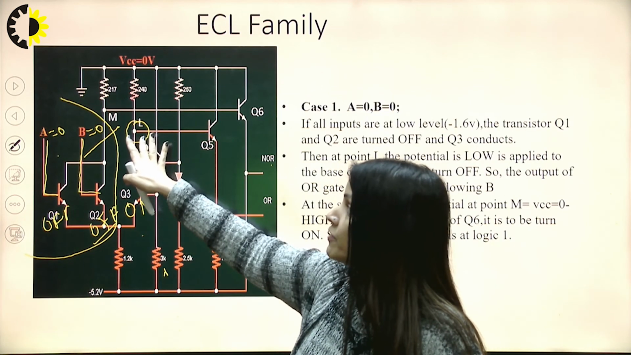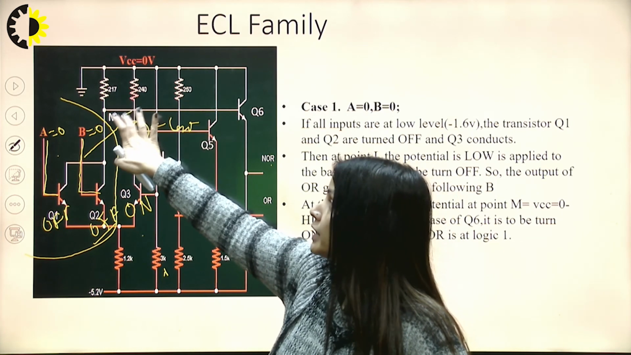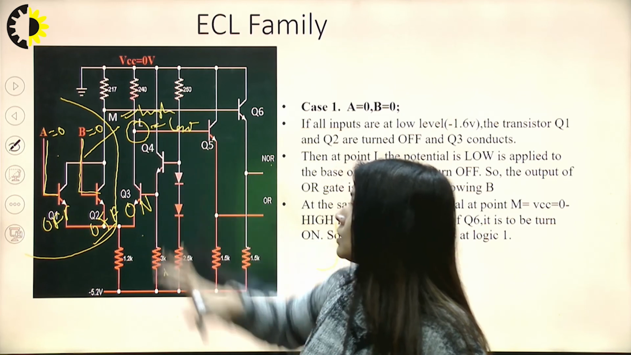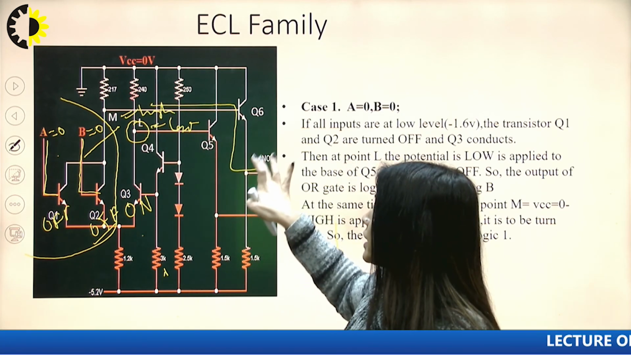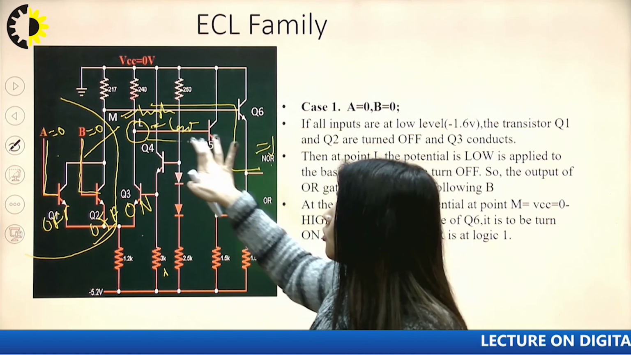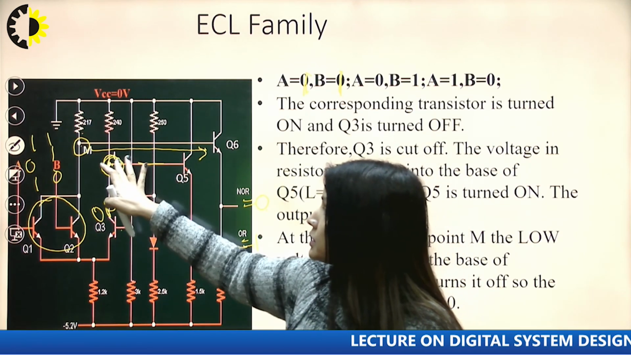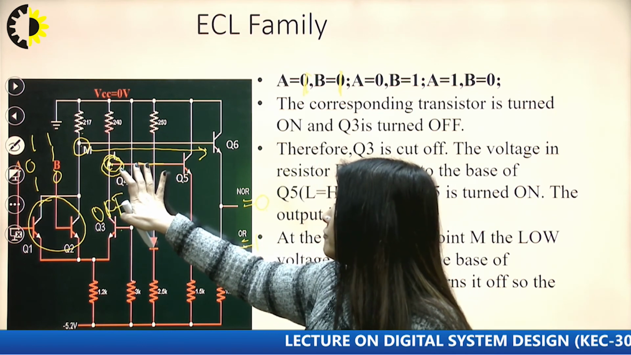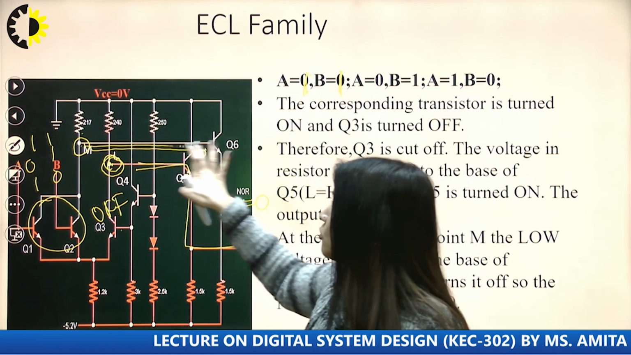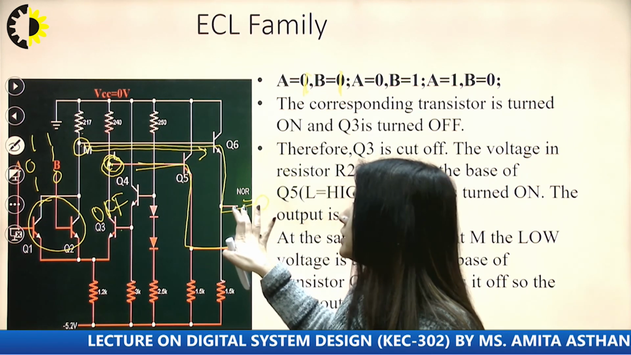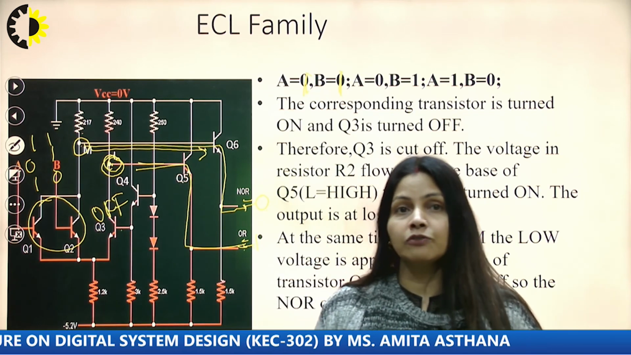As in the previous case, this L was at low potential and this was at high potential. But in this case, if it was at high potential, we were getting 1 here. This was at low potential, we were getting 0. But here in this case, this is at high potential, and if it is at high potential, we are getting it as 1. And if it is at low potential, we are getting 0 here. So this is how the circuit works for ECL.